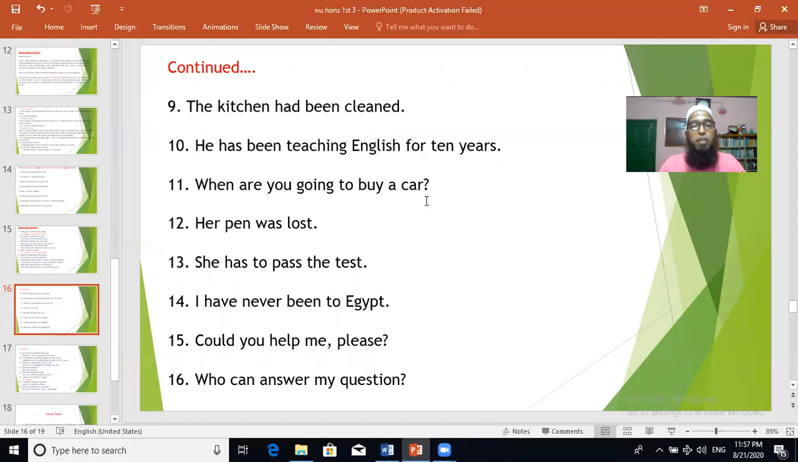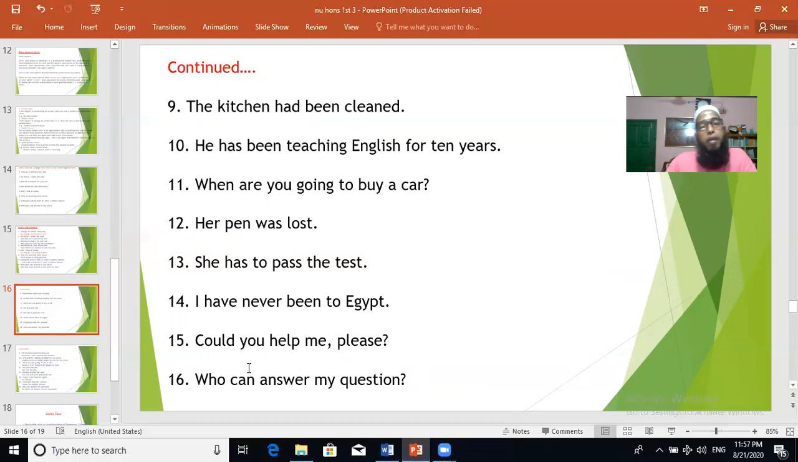Try to change quickly. Easy sentences. Her pen was lost. She has to pass the test. I have never been to Egypt. Could you help me, please? So there are different types of sentences. You see interrogative sentences and different types of tenses here. Who can answer my question?